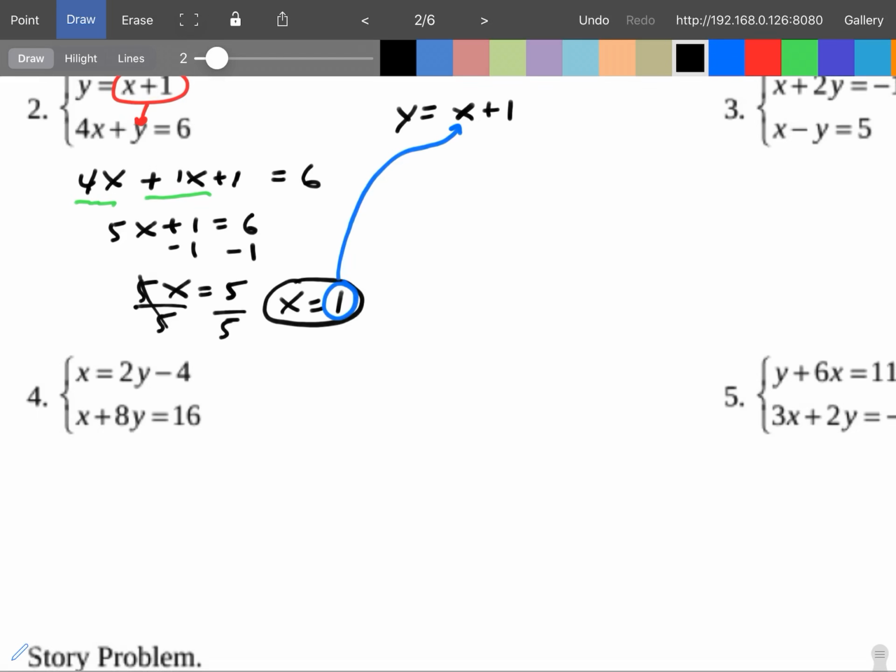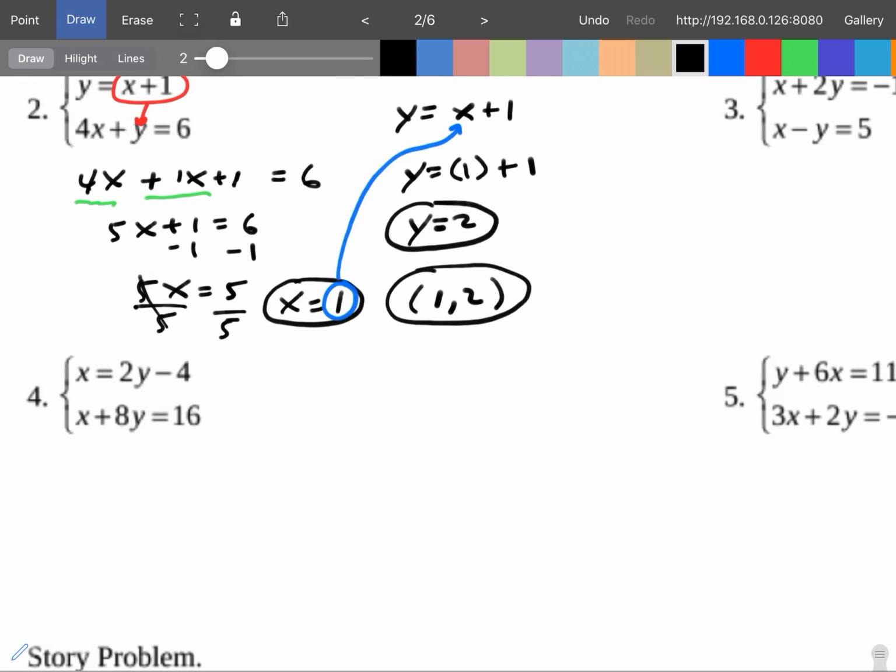So if we do that, then we get y is equal to, substituting in the 1, plus 1. So I substituted in the 1 for the x. Well, 1 plus 1 is 2, so we get y equals 2. And there you go, there's your solution: x equals 1, y equals 2. But again, they wanted you to write the answer as an ordered pair. So you would write 1, comma 2. All right, any questions on that one?